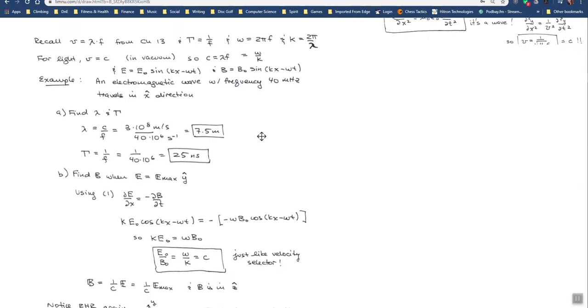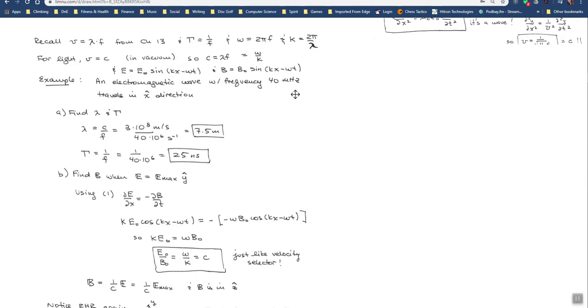So here's an example from the text. Given that an electromagnetic wave with frequency 40 megahertz travels in the x direction, let's find the wavelength and the period. Well, I know that c equals wavelength times frequency, so I can solve this for wavelength to get wavelength equals velocity, which is speed of light, divided by frequency. So plugging in the speed of light divided by my hertz gives me a wavelength of 7.5 meters.